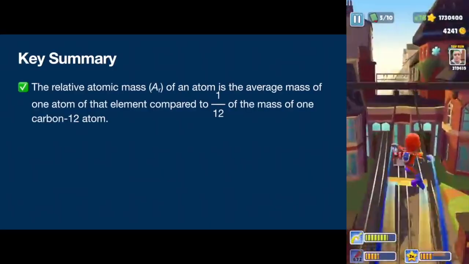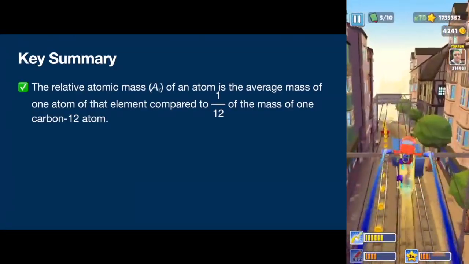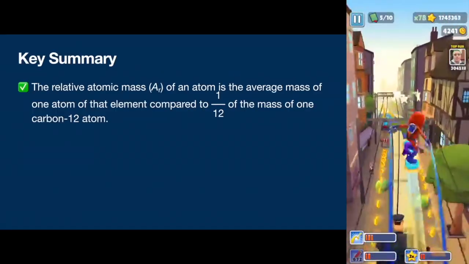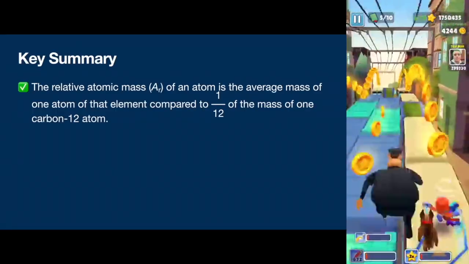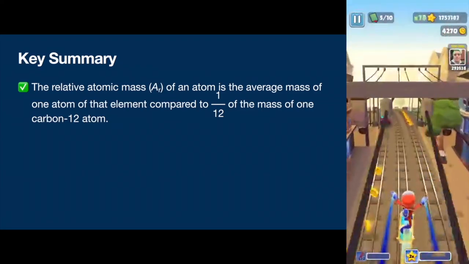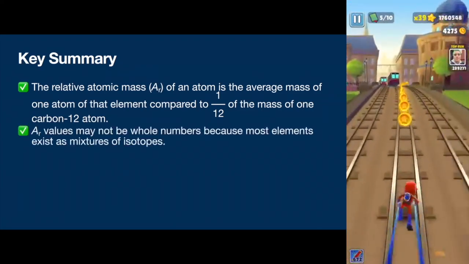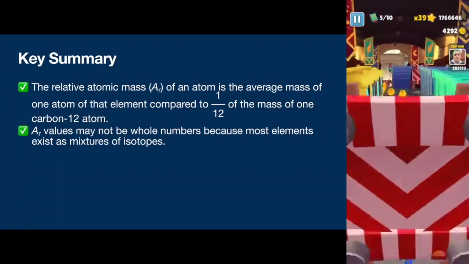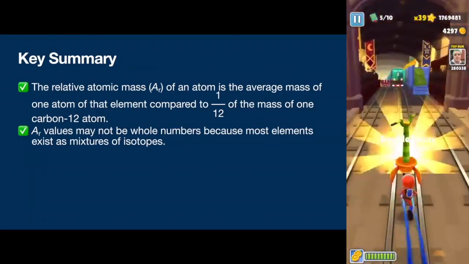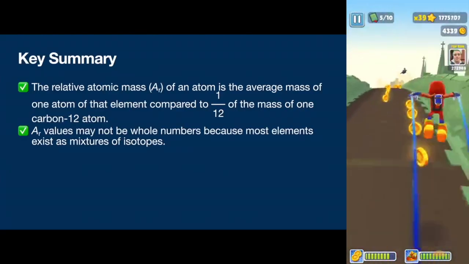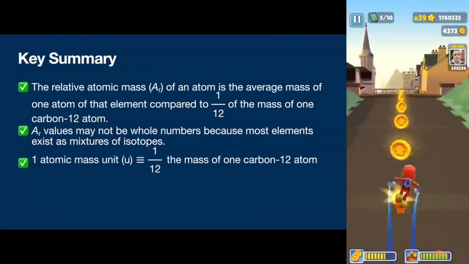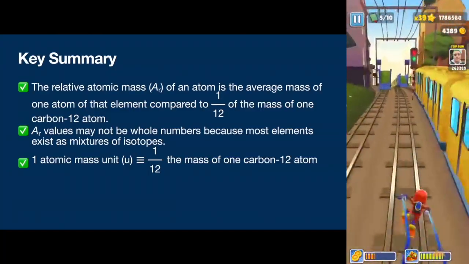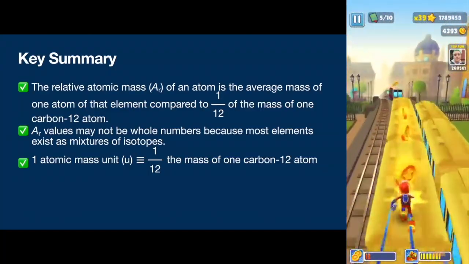In summary, the relative atomic mass, or A sub r, of an atom is the average mass of one atom of that element compared to 1/12 of the mass of one carbon atom, or carbon-12 atom. A sub r, or relative atomic mass, values may not be whole numbers because most elements exist as mixtures of isotopes. One atomic mass unit is defined as exactly 1/12 of the mass of one carbon-12 atom.